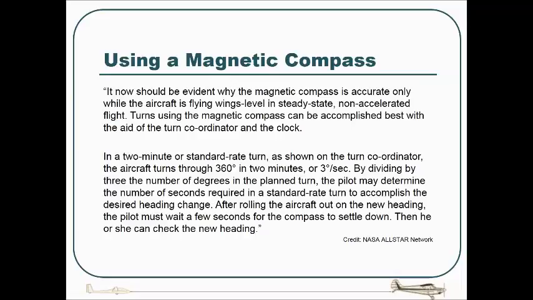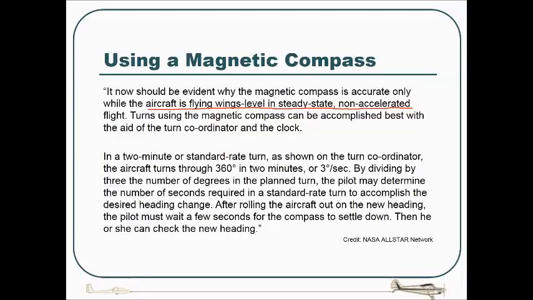Okay, sorry about that. I just had to step out for just a half a second. So what this tells me is the magnetic compass is only accurate when the aircraft is flying wings level in a steady state, non-accelerated.